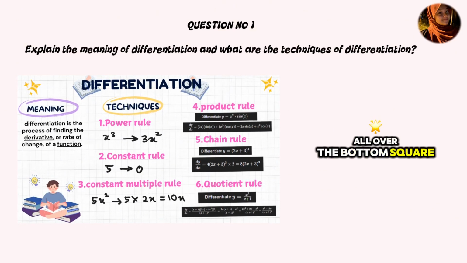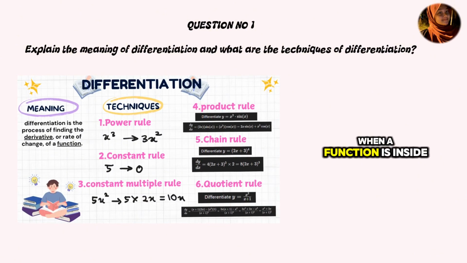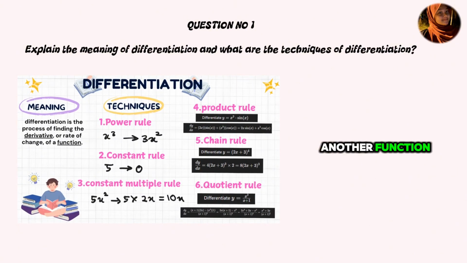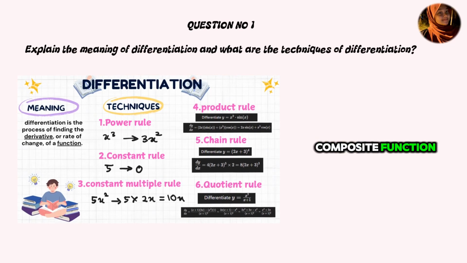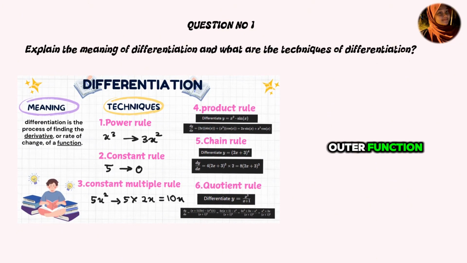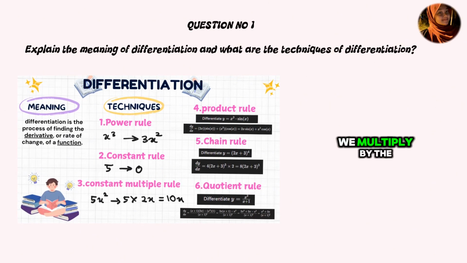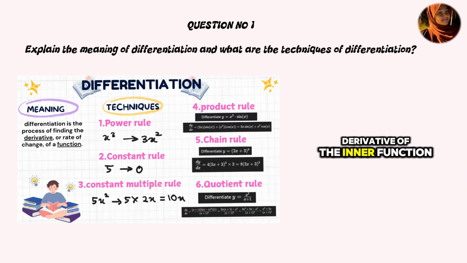the bottom squared. Lastly, the chain rule is used when a function is inside another function. We call this a composite function. First step, we differentiate the outer function but keep the inner function unchanged. Then we multiply by the derivative of the inner function.